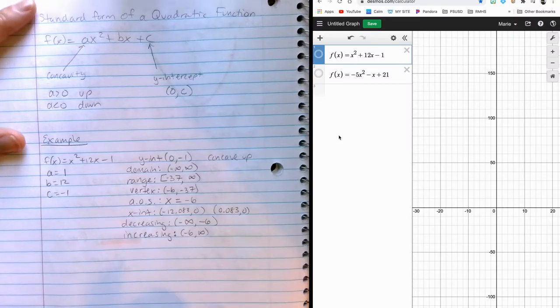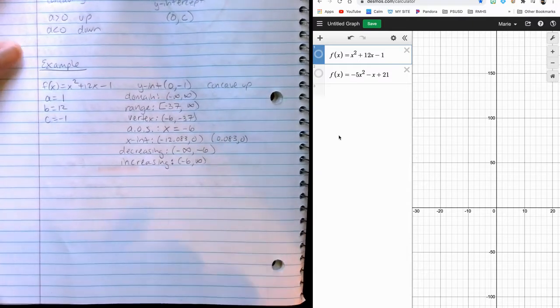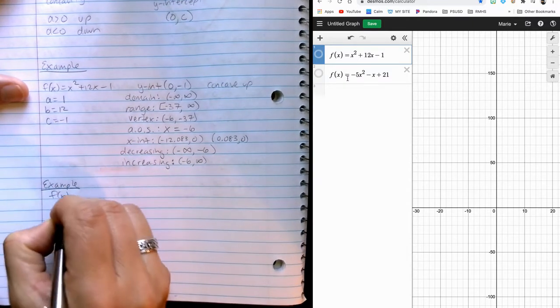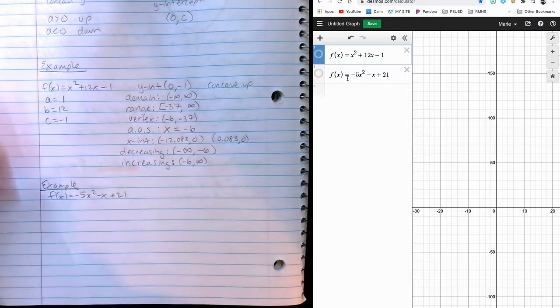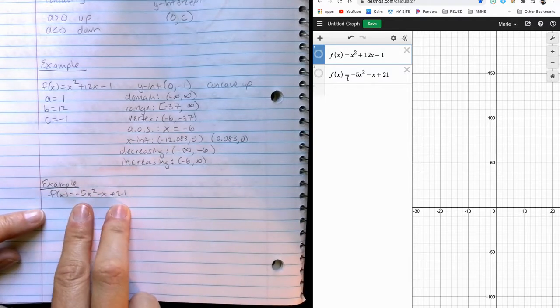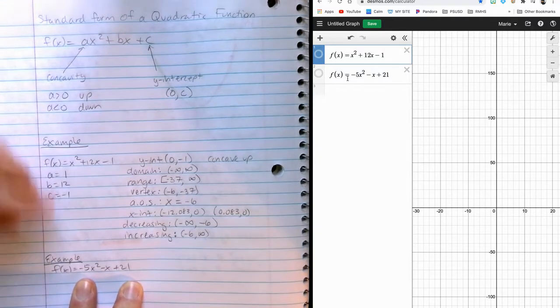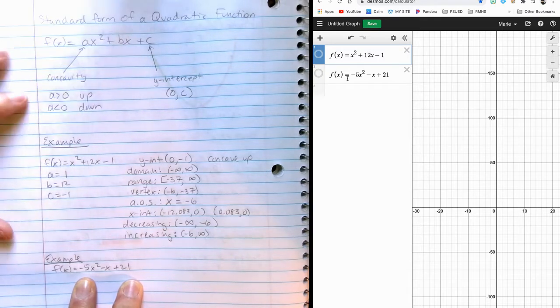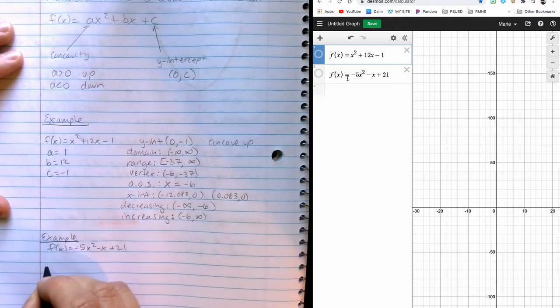So this time, I'm going to try doing it with a different function. On the right here, I have f of x. This is in standard form, and the reason I know it's in standard form is because it fits this structure. I have an x squared term, an x term or linear term, and a constant. So let's identify what are my ABCs.